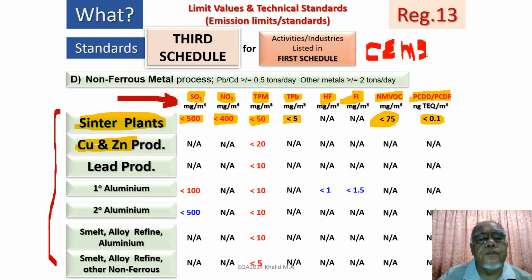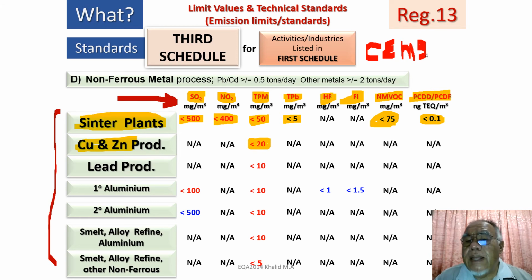Look, they are only subscribing to total particulate matter. Don't ask, don't we need to do dioxin and furan? Forget it. The law says only total particulate matter. Stick to that. That's it.